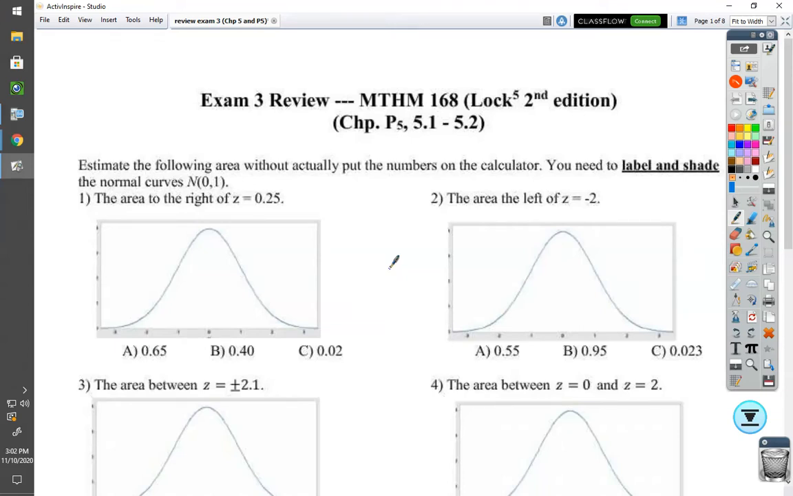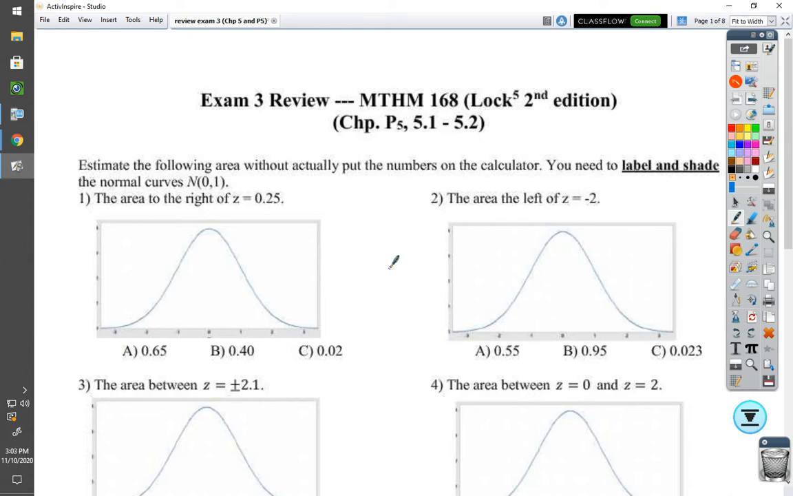This is Professor Robert Needing, and I am going to go over some selected questions for exam review number 3 for Math 168. This will not be comprehensive through all questions, but I will cover those which I think are important. Remember that at the end of the exam review, there is a review sheet which gives all of the answers to all problems for you.